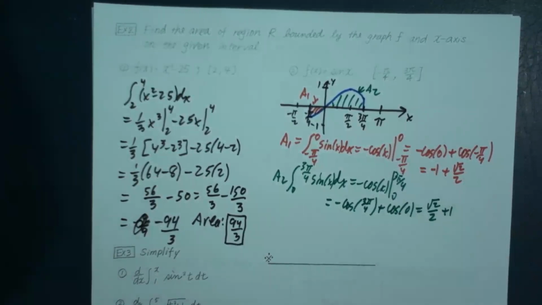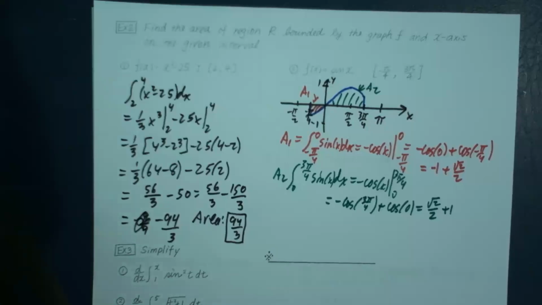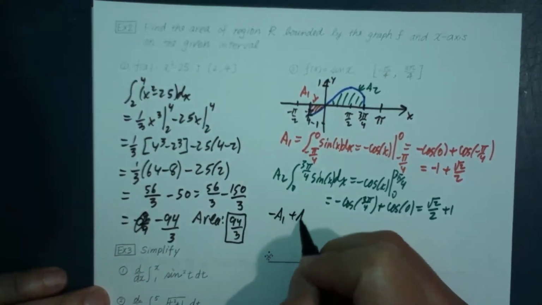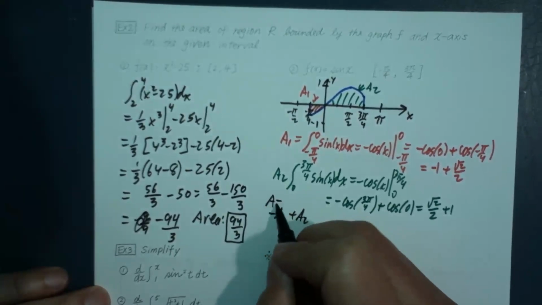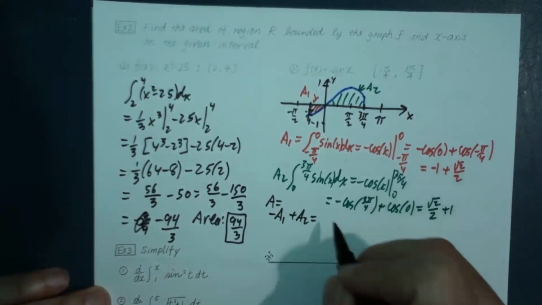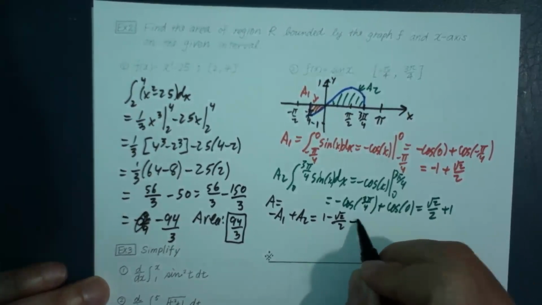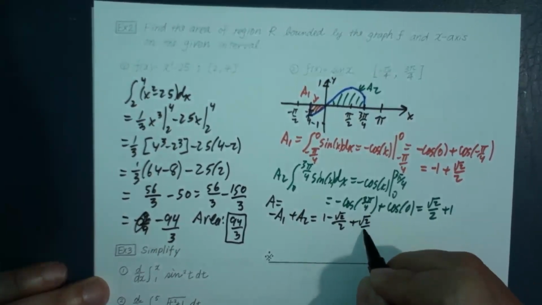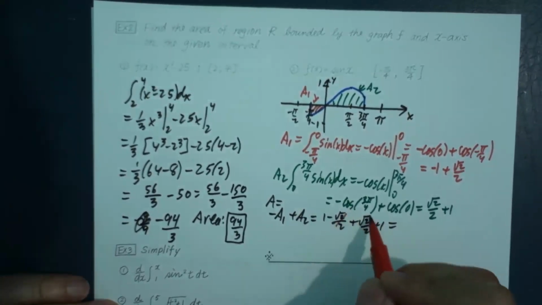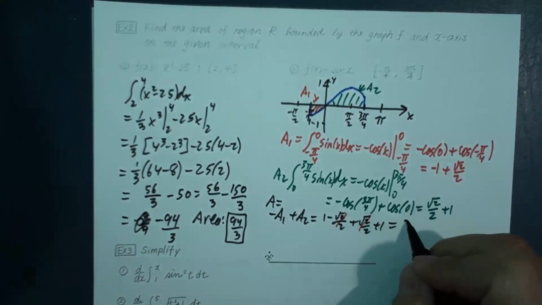Which means our total area is going to be negative area 1 plus area 2. This is area overall, so it's going to be opposite signs here. So this is going to be 1 minus root 2 over 2 plus root 2 over 2 plus 1. And you can see the root 2 over 2's go away. And we get a total area, the red plus the green, of 2.